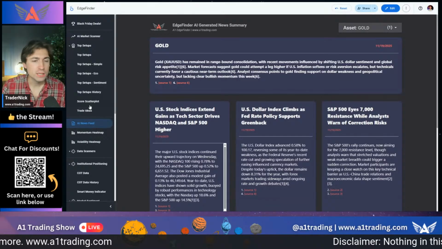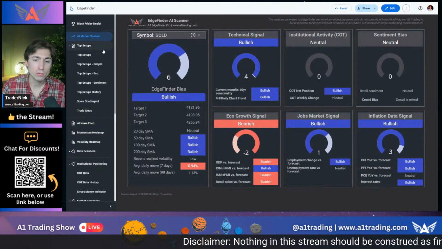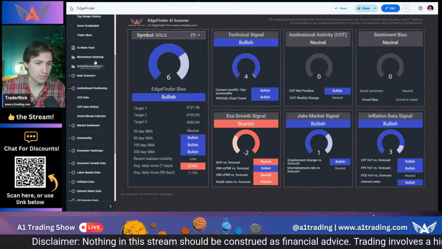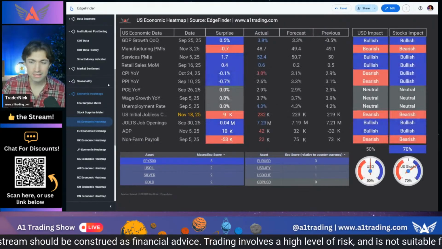Edge Finder just keeps getting better, man. It is. We've got so many projects lined up into 2026. We're just backlogged with projects to do within the tool. Economic heat maps, we've got some things planned here to continue to improve those.